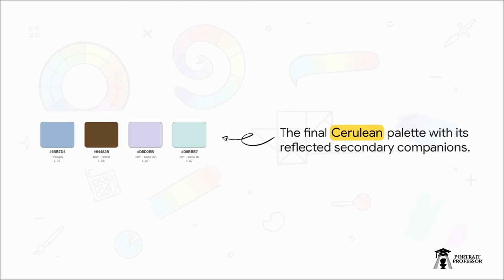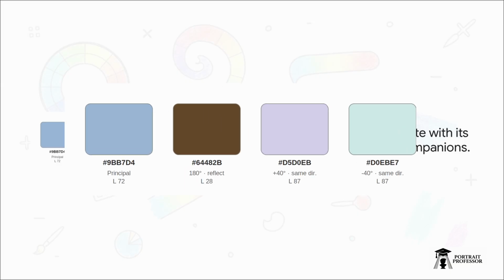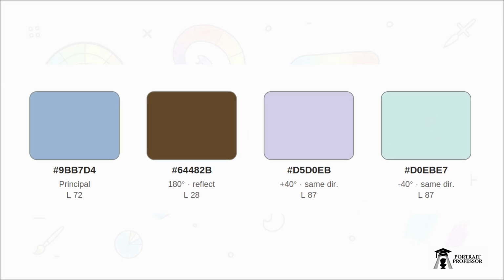Our principal cerulean started at a lightness of 72, right? By applying our rule, 100 minus 72, our 180-degree reflected secondary drops down to a rich, dark 28% lightness. From there, we also add secondary companions by shifting the hue 40 degrees in either direction. The result? A palette that is balanced, highly contrasting, and mathematically sound.